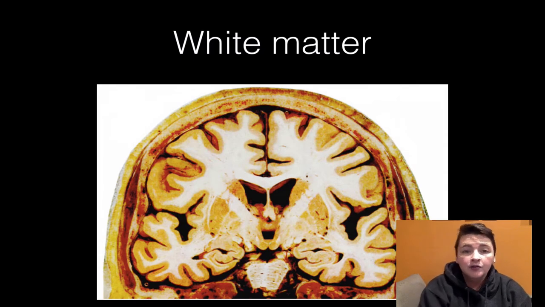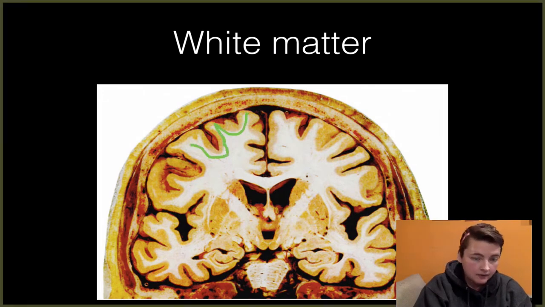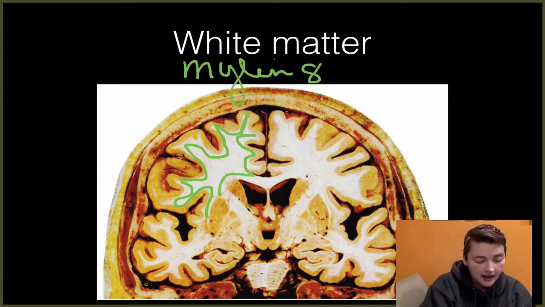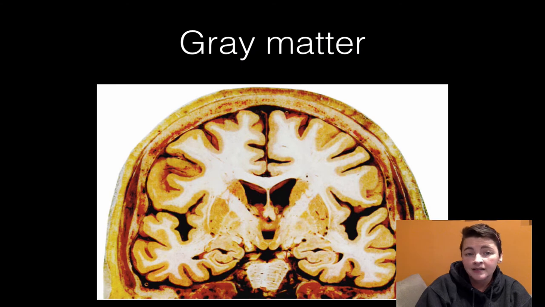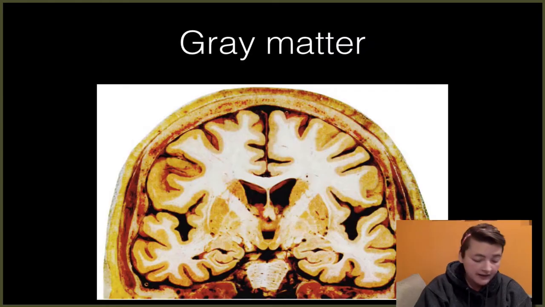We have white matter and gray matter. White matter is called white matter because it looks white. In this picture of a brain here, the white matter would be this area here. White matter has a myelin sheath, so these are insulated. Gray matter are uninsulated cells, so there is no myelin sheath on these cells. It appears more gray in color, and this is the gray matter here.